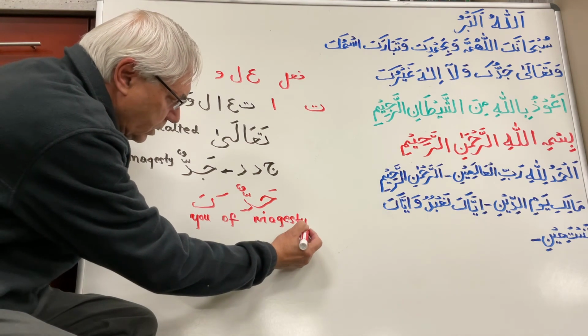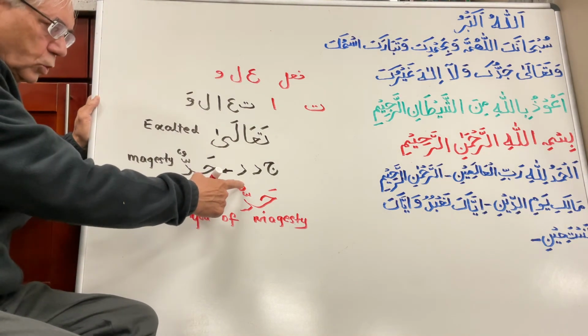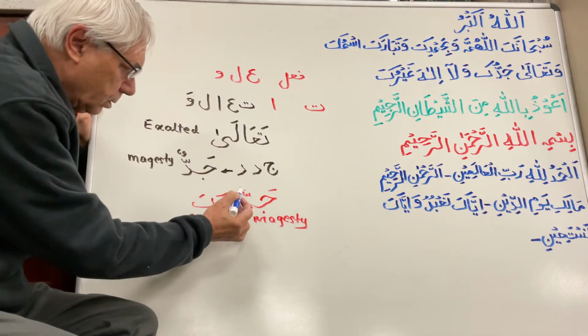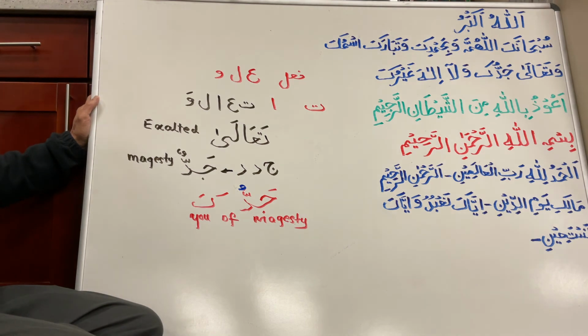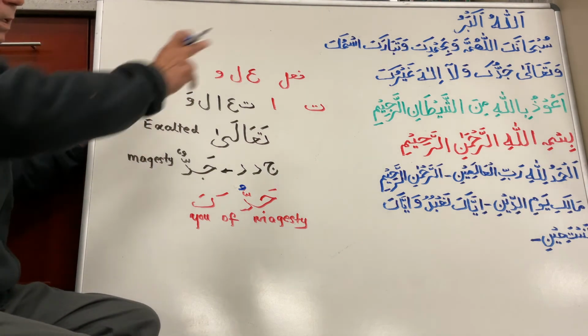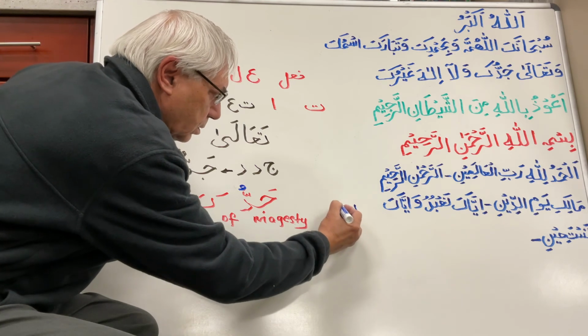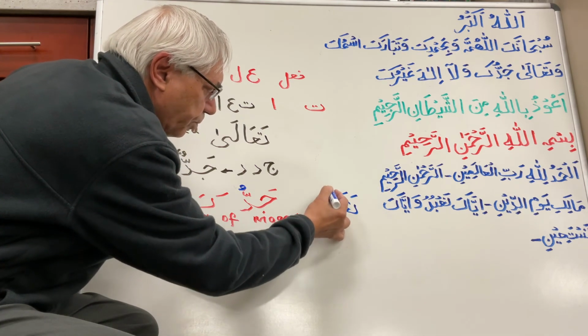Okay, so what's the rule of combination? The pronoun will not change. These two dhammas will become one. So it becomes Jadduka. Jadduka means your majesty or majesty of you. Okay? Ta'ala, apply before that. Ta'ala.